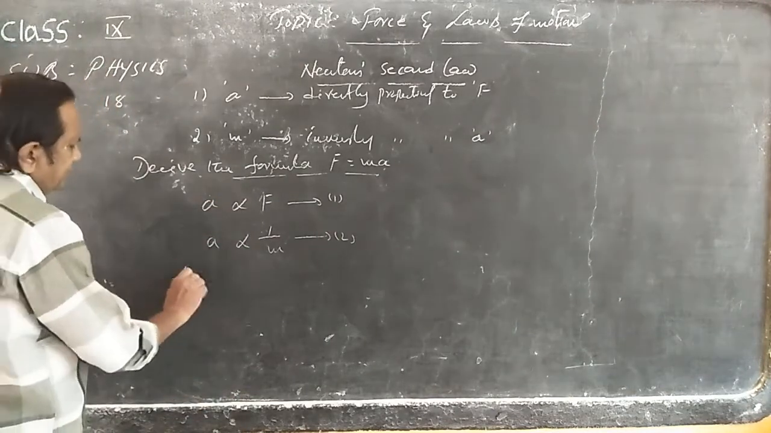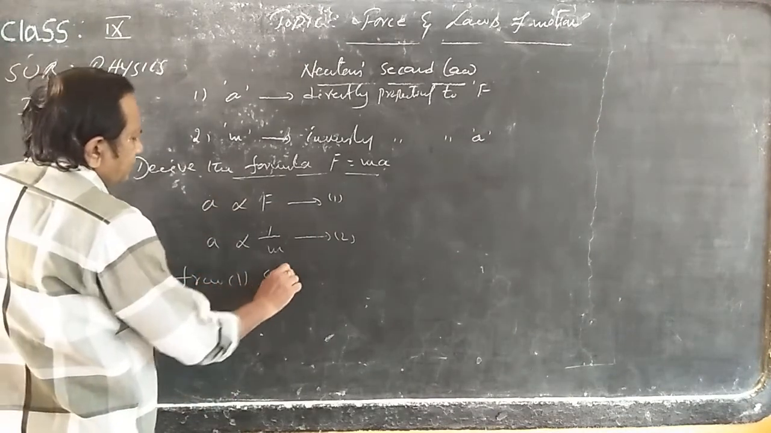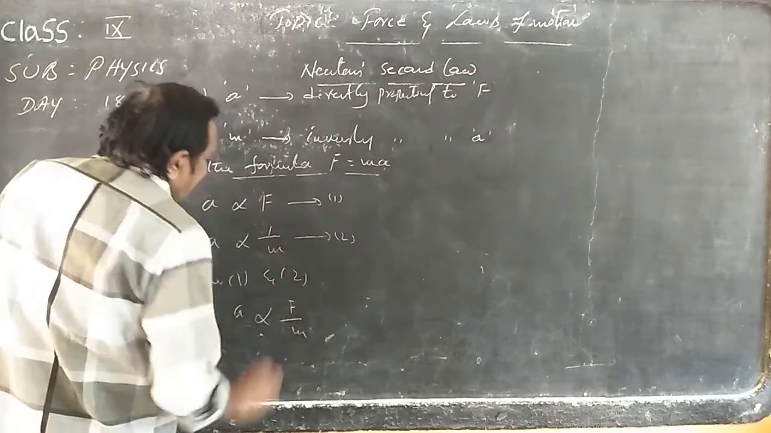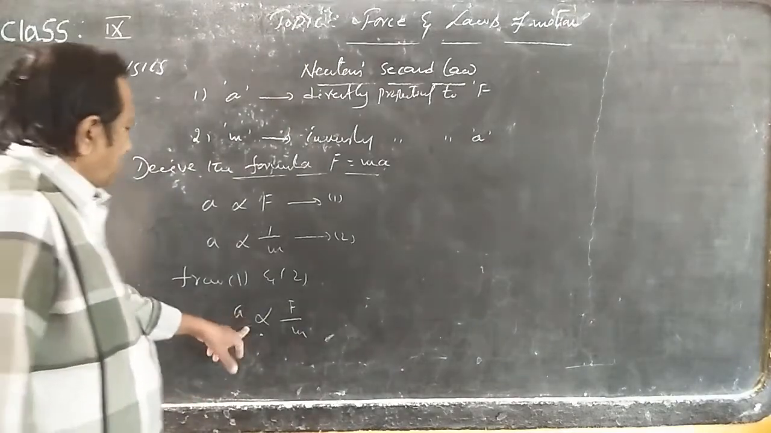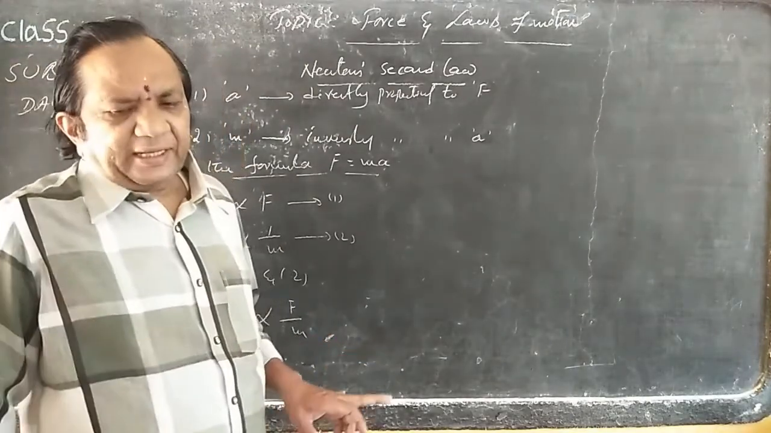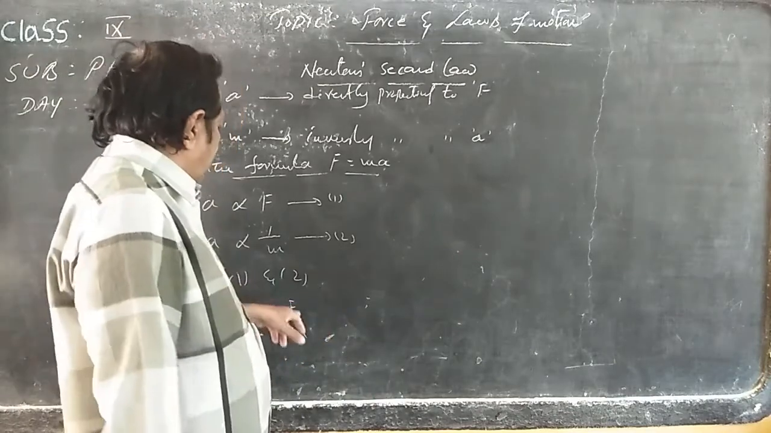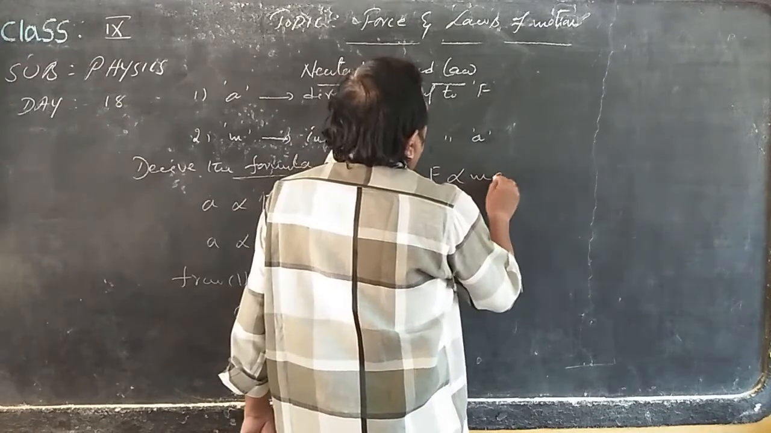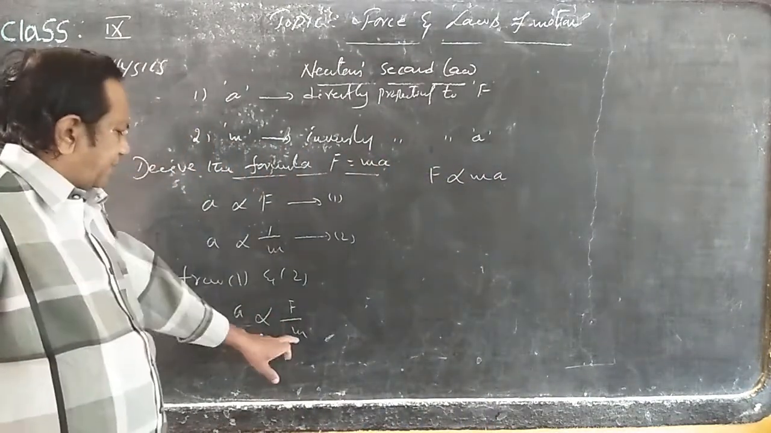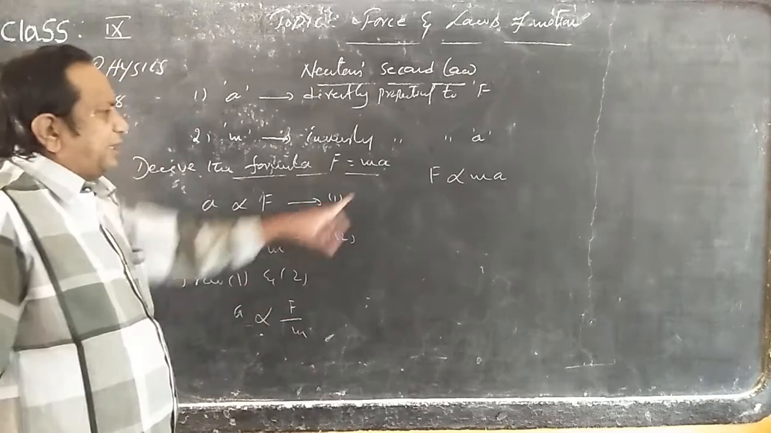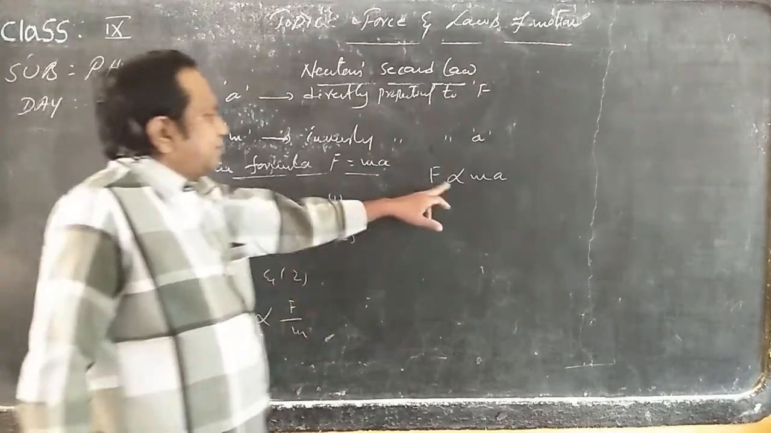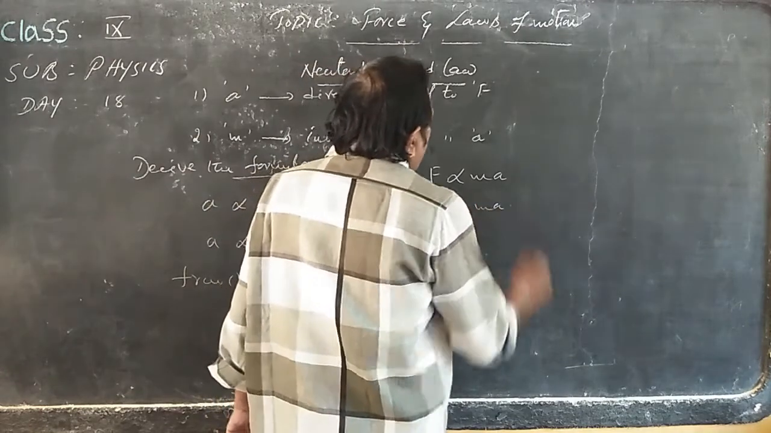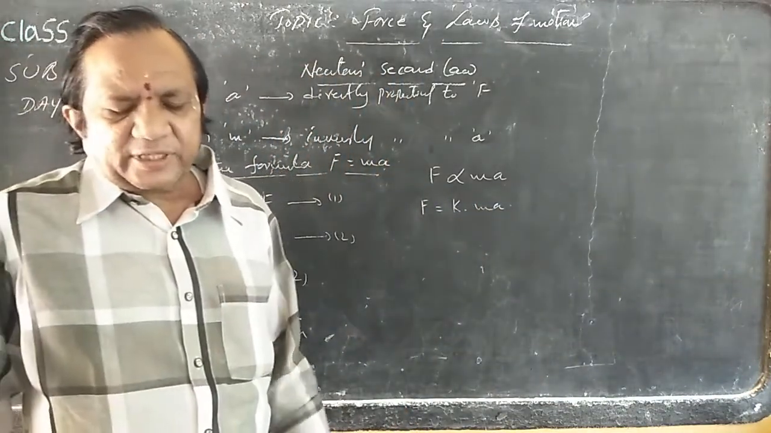From equations 1 and 2, A is proportional to F by M. To remove this proportionality, we compulsorily need a constant. Otherwise, by cross multiplication, F is proportional to M into A. So F is equal to kMA, where k is the proportionality constant.